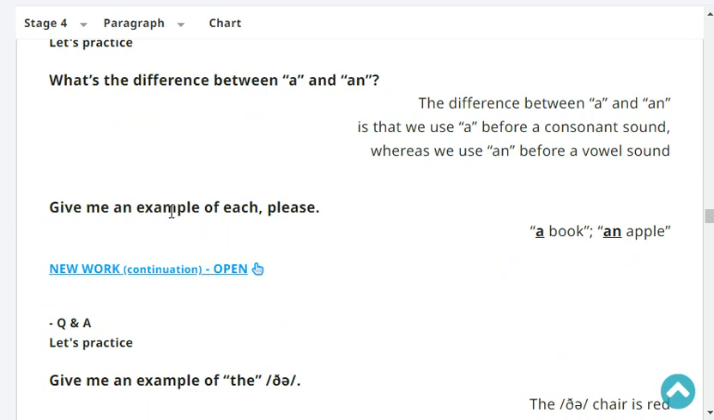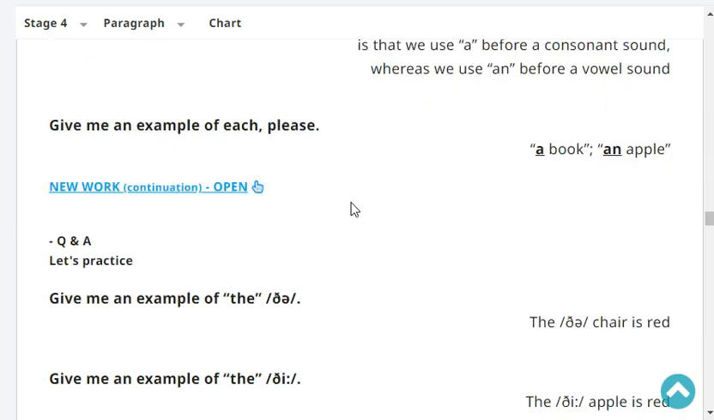What's the difference between a and an? The difference between a and an is that we use a before a consonant sound, whereas we use an before a vowel sound. Right, give me an example of each, please. A book, an apple. Very good.